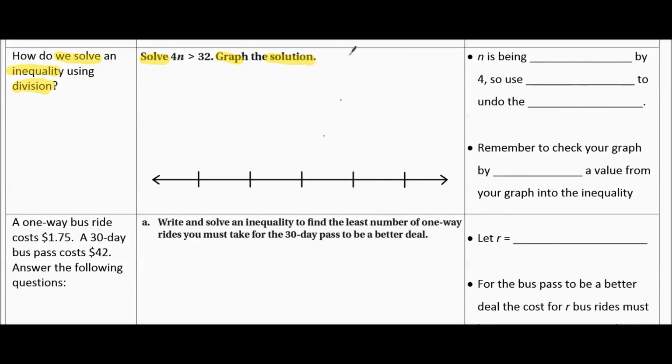So I'm going to write it out here, guys. 4 times n is greater than 32. Okay, this is a coefficient. It's the number that's multiplying the variable. What operation is going on between 4 and n? Rhymes with multiplication. Nicely done. It's multiplication. What's the inverse of multiplication? I can hear you say it.